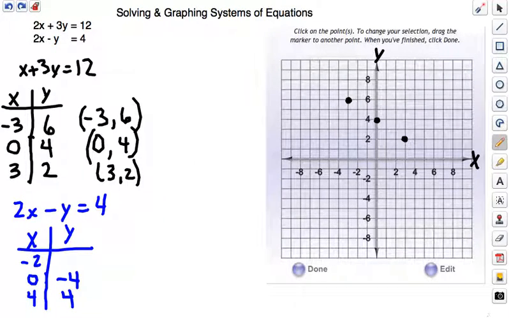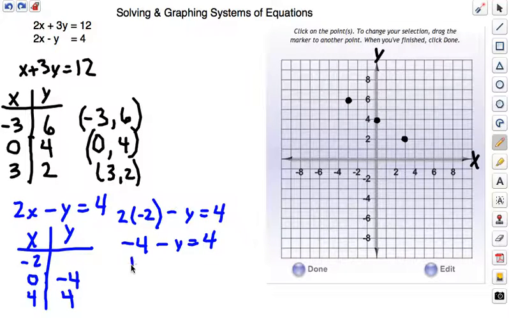Okay, let's look at the second equation, 2x minus y equals 4. So we're going to substitute negative 2 in, so 2 times negative 2 minus y equals 4. 2 times negative 2 is negative 4 minus y equals 4. Add 4 to both sides. Negative y equals 8. Okay, we don't want to leave it as negative y. We can think of that as having a 1 in front of the y. That's really the coefficient there. So we're going to divide both sides by negative 1, and y equals negative 8.